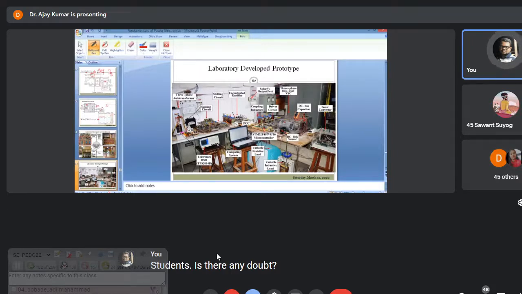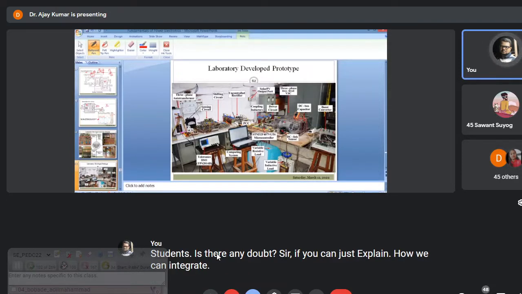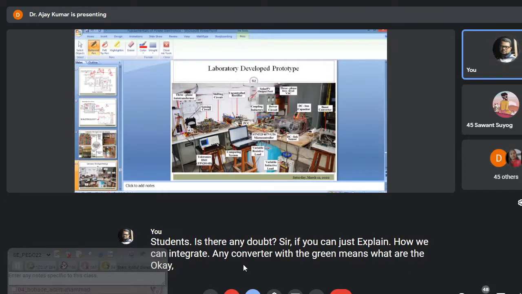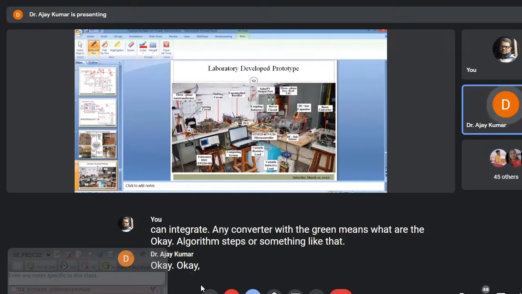Sir, if you can just explain how we can integrate any converter with the grid, meaning what are the algorithm steps or something like that. Okay. That I have included in the PPT. I can explain about that.